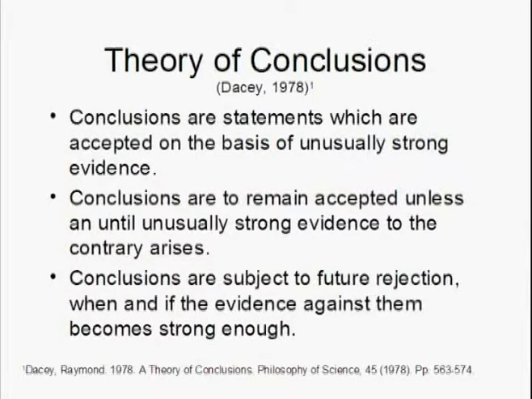And in this paper, Daisy basically said three things about conclusions. The first thing is that conclusions are statements which are usually accepted on the basis of unusually strong evidence. Number two, conclusions are to remain accepted unless and until unusually strong evidence to the contrary arises. And finally, conclusions are subject to future rejection when and if the evidence against them becomes strong enough.